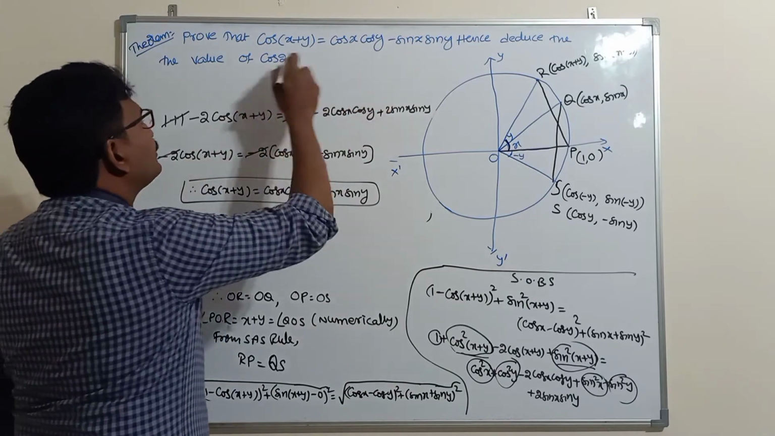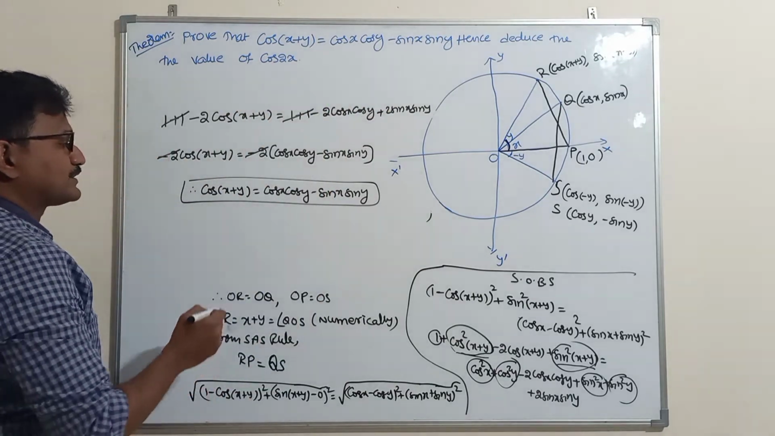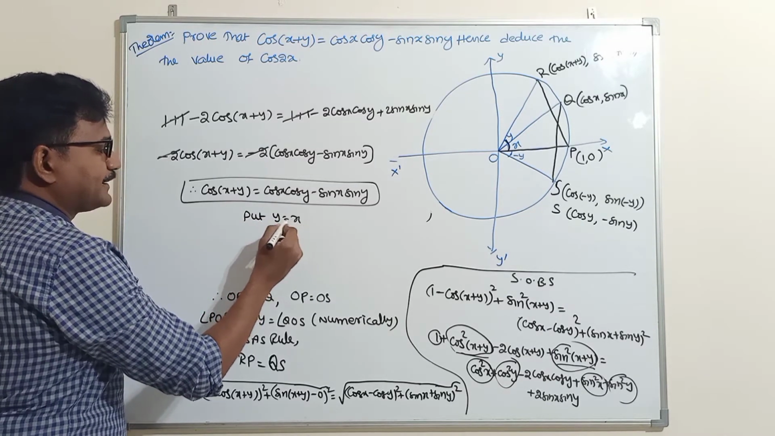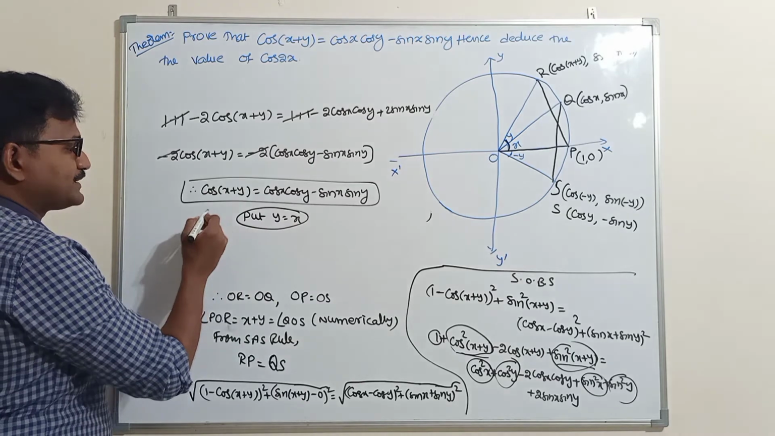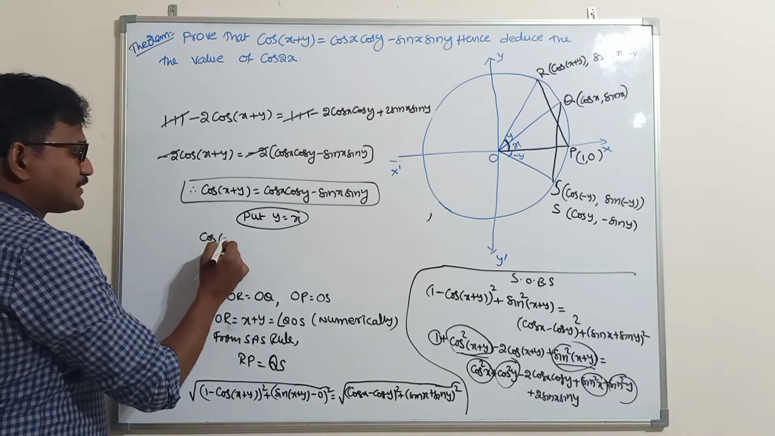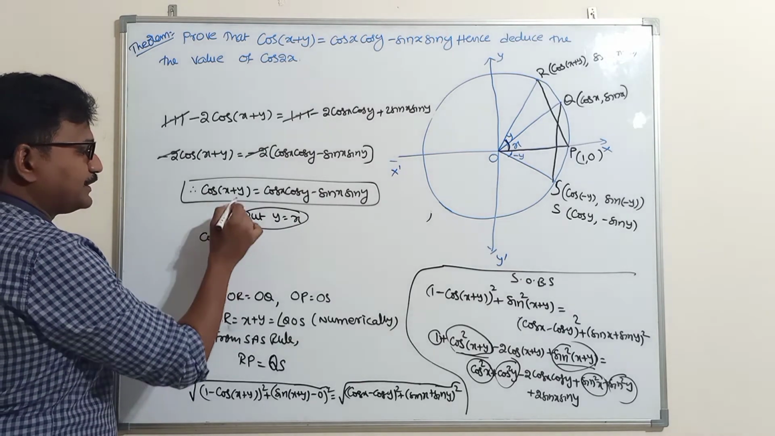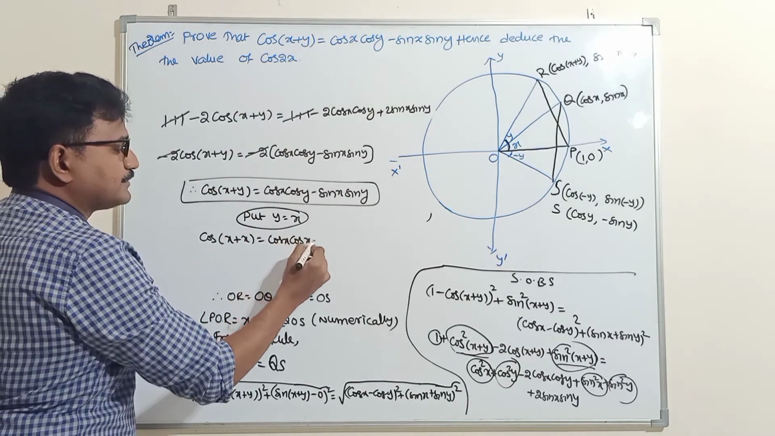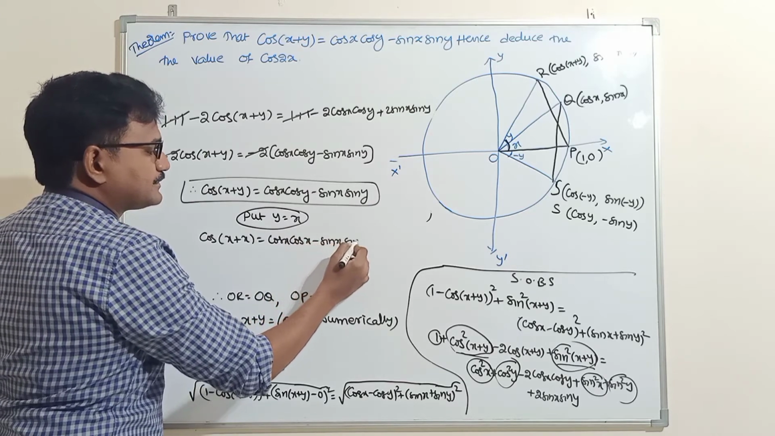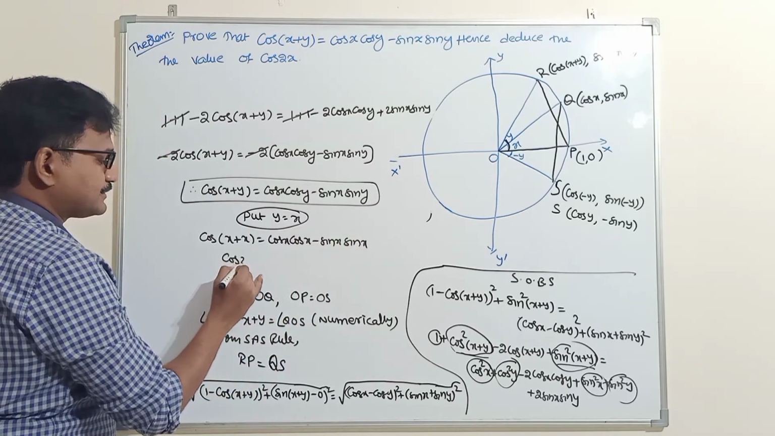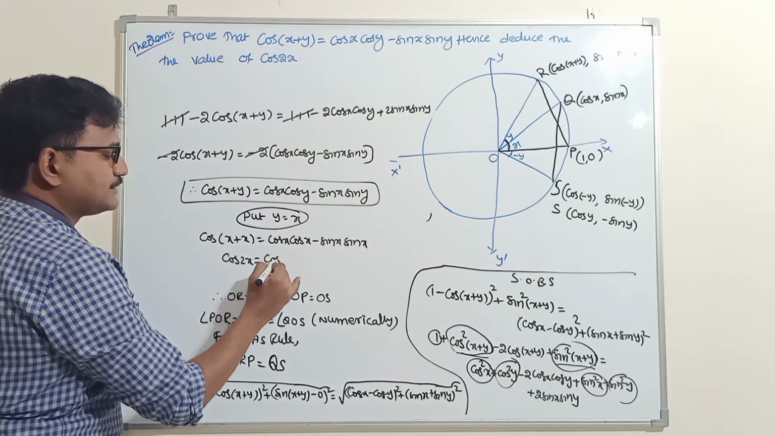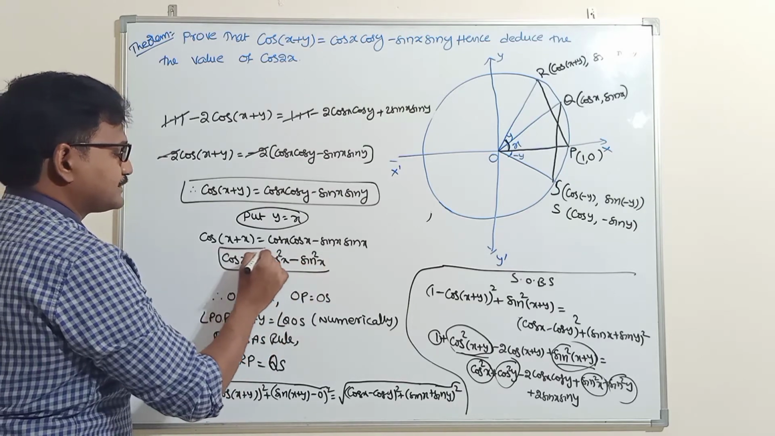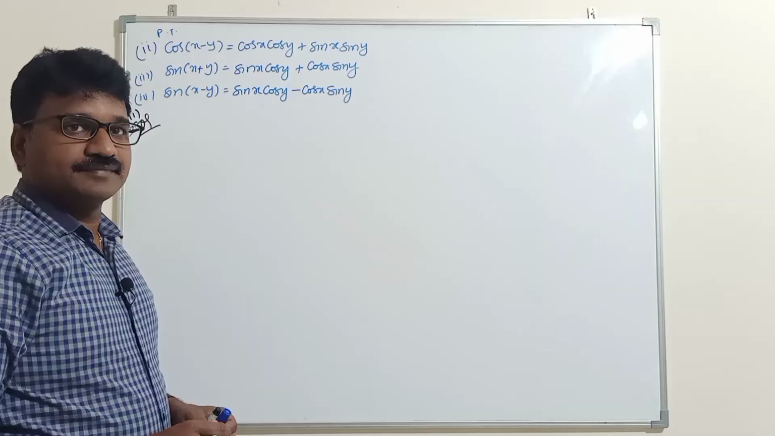Next, we deduce the value of cos 2x. How to find the cos 2x value? Just put y equal to x in the place of y. If you replace y with x, cos of (x plus x) is equal to cos x into cos x minus sin x into sin x. So cos 2x is equal to cos square x minus sin square x. This is the value of cos 2x.